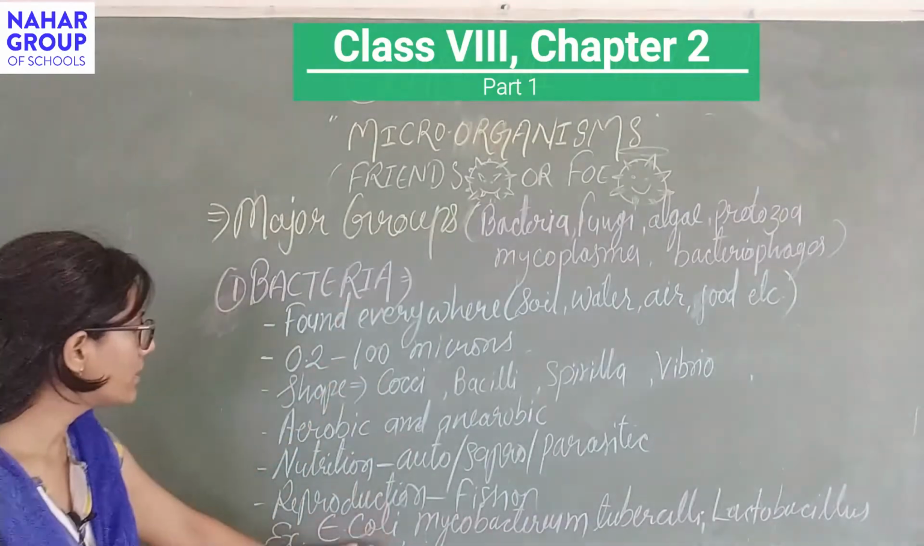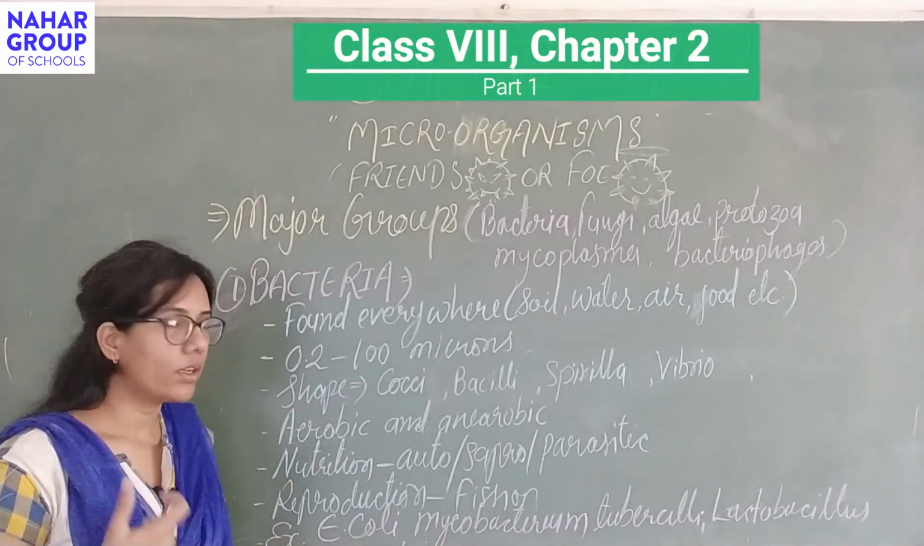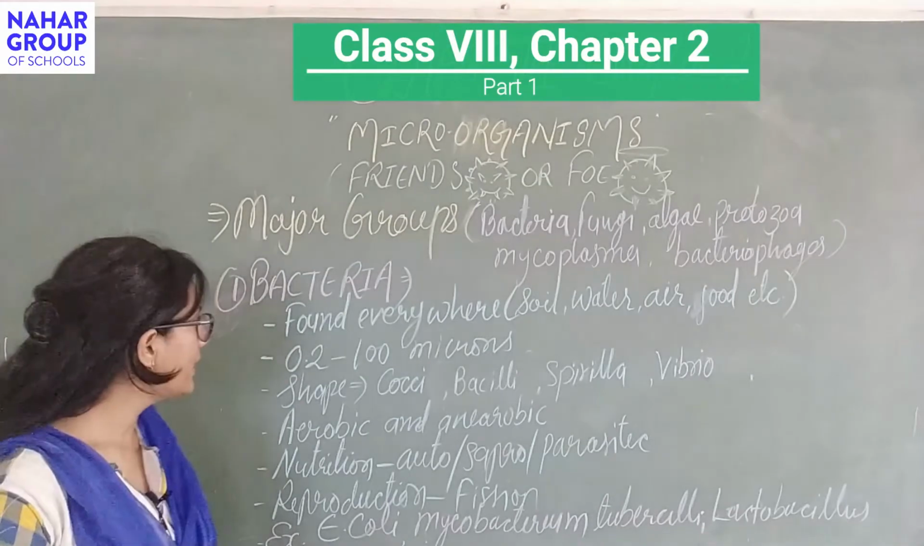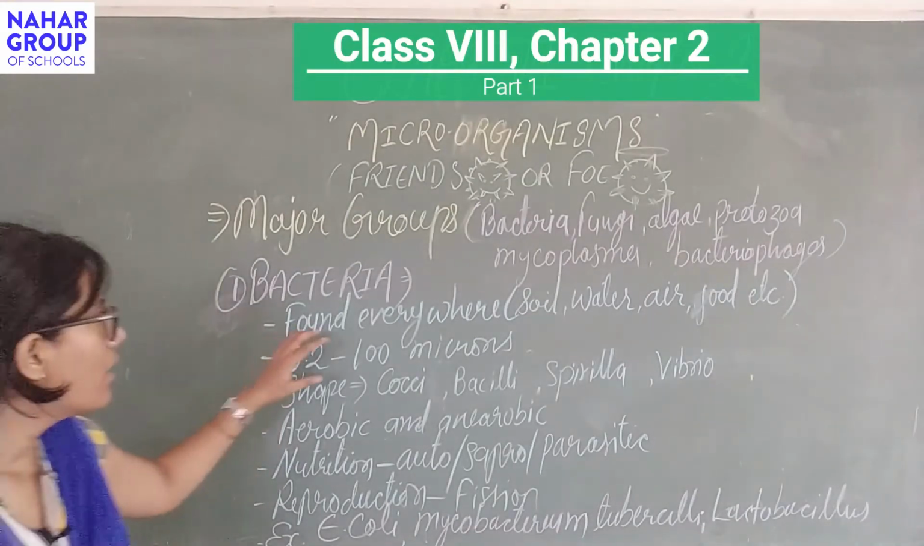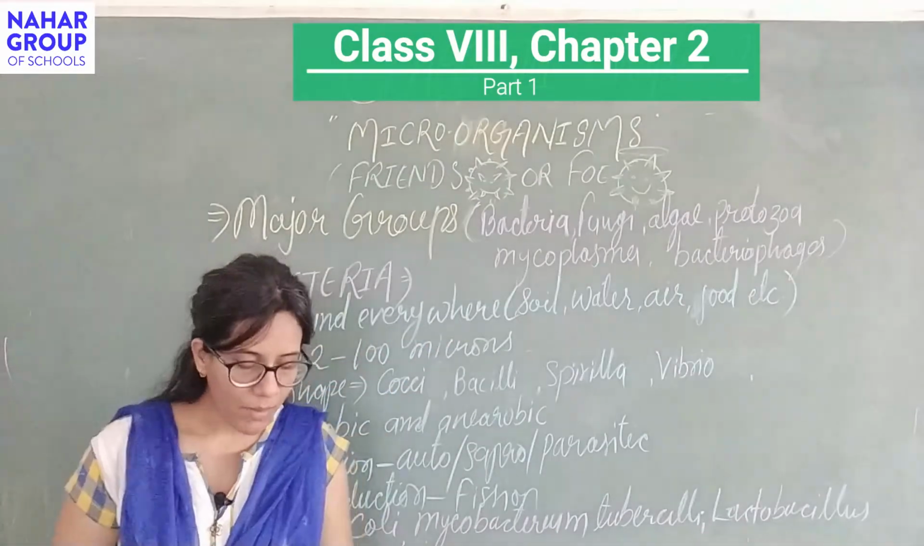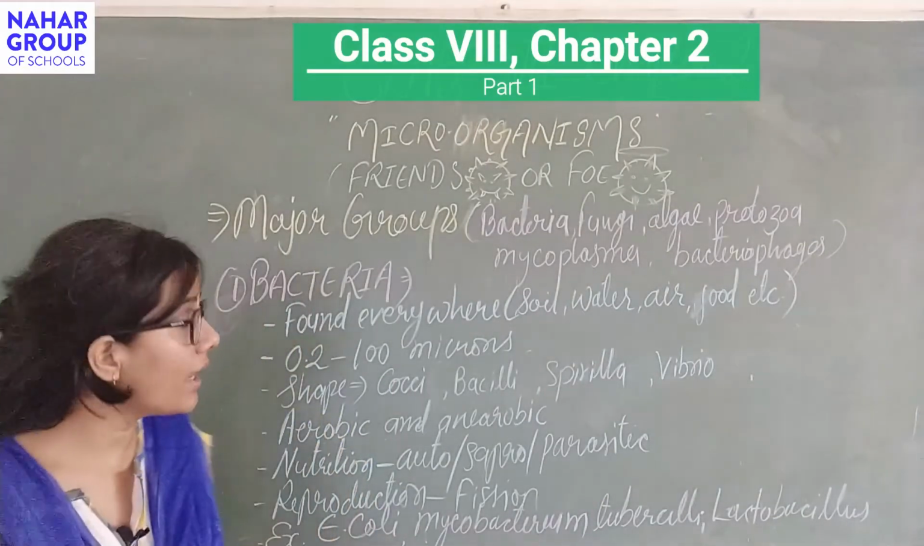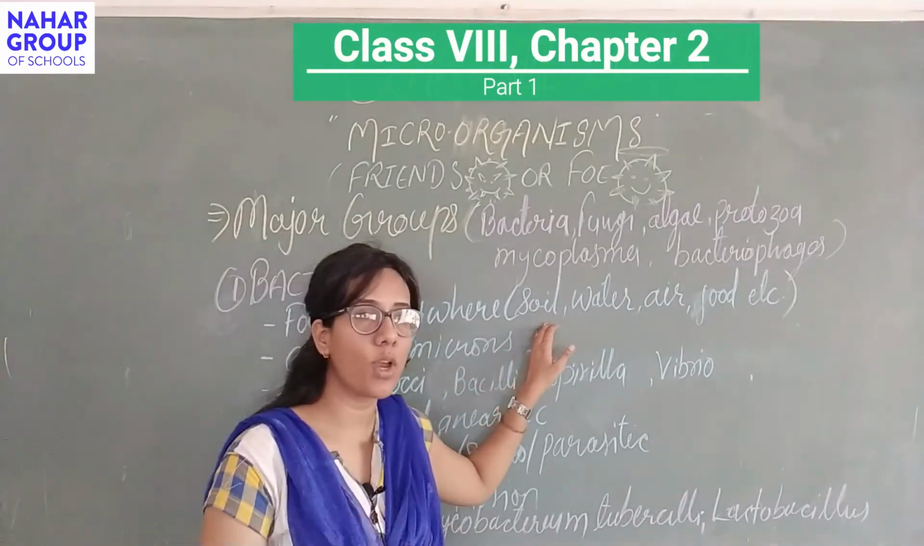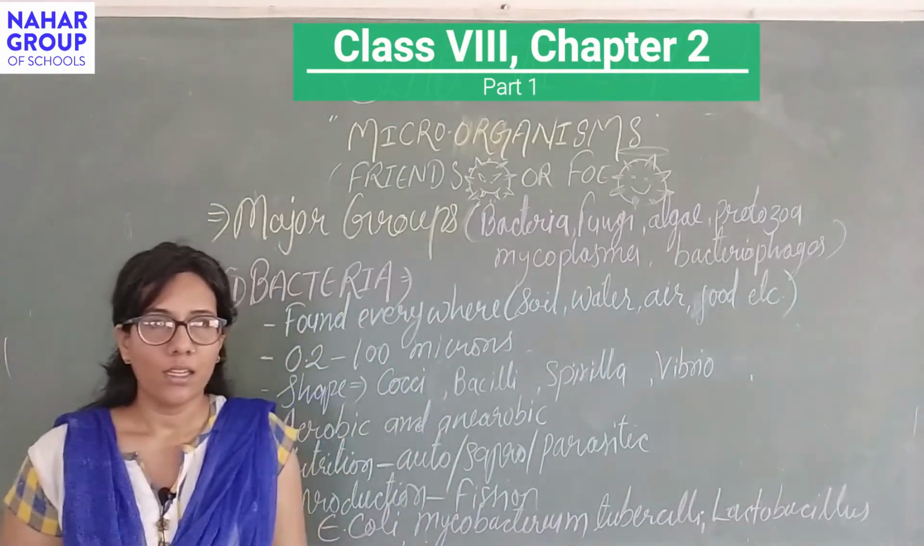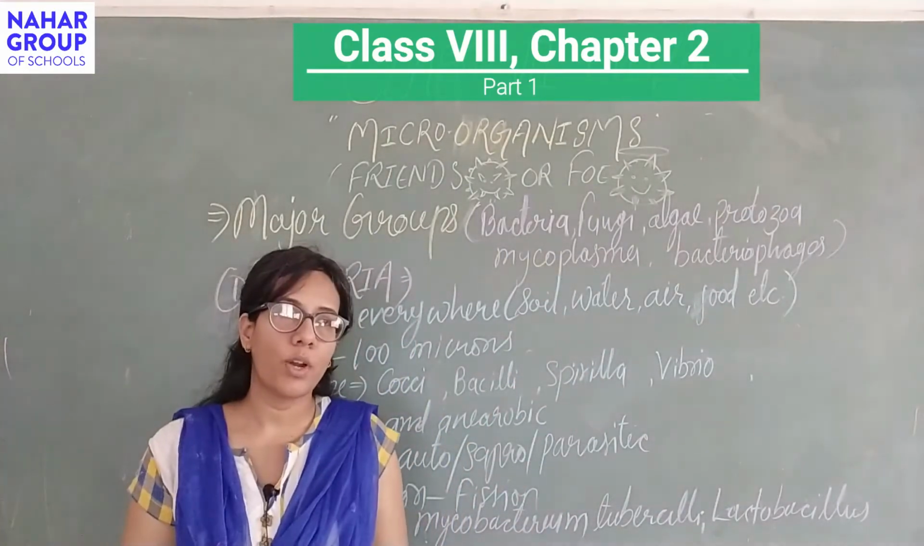There are some characteristic features or some information about bacteria. First, they are found everywhere. Like other microorganisms, bacteria can be present everywhere and anywhere. That is, they can be present in soil, water, air, and other living organisms' bodies.